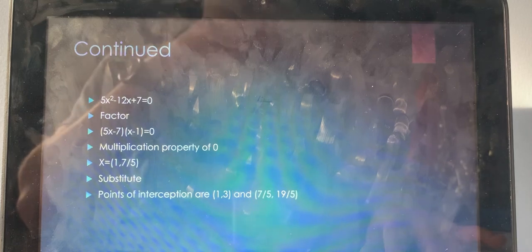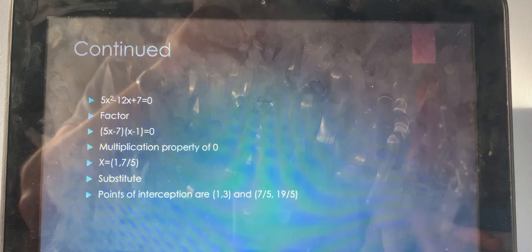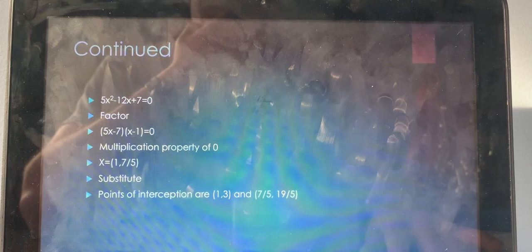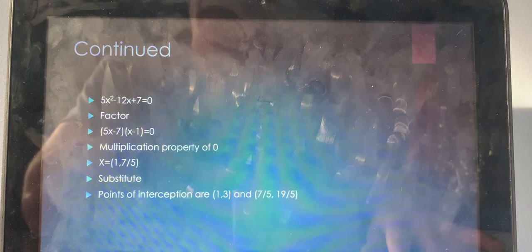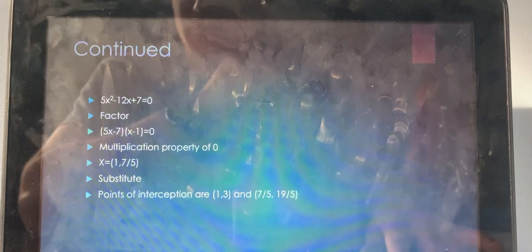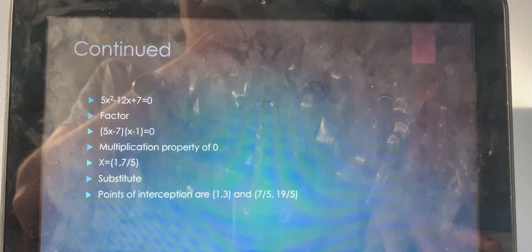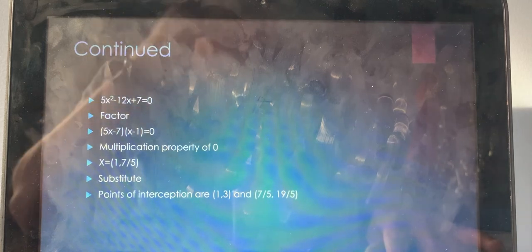If you haven't watched my video from two videos ago, which was on factoring, please watch that one. It will explain this a lot. Then we get, well, 1 minus 1 is 0, and 7/5 times 5 is 7, minus 7 is 0. So we substitute that back into the equation and get (1, 3) and (7/5, 19/5), or 3 4/5, depending on which way you like to write it.